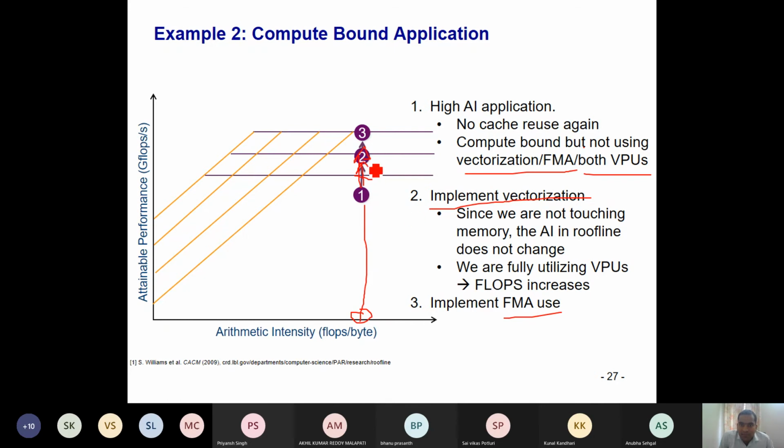then our performance further doubles, because FMA is multiply-add. If we are able to utilize both the multiplier and the adder, our performance just doubles. In this way you can see how we were originally at this point, and by doing all the optimizations, we finally reach the peak performance we can get on this processor. This is how we will work.